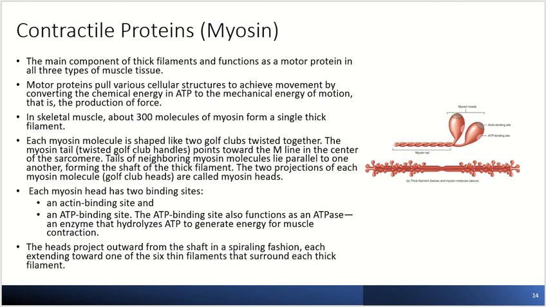Each myosin head is going to have two binding sites, and these are going to be really important for the whole process of contraction. One is going to be an actin binding site, and the other is going to be an ATP binding site. The ATP binding site is going to function as an ATPase, which is an enzyme that's going to hydrolyze ATP into ADP plus one phosphate, and this is how we're generating energy for muscle contraction. The heads are going to project outward from the shaft in a sort of spiraled fashion, which you can see here. And each head is going to extend towards one of the 6 thin filaments that are going to surround each thick filament.